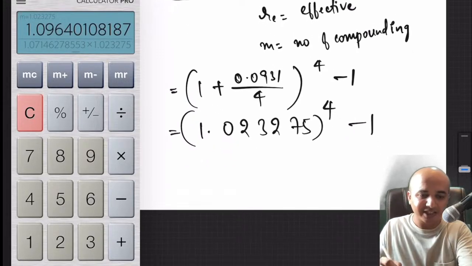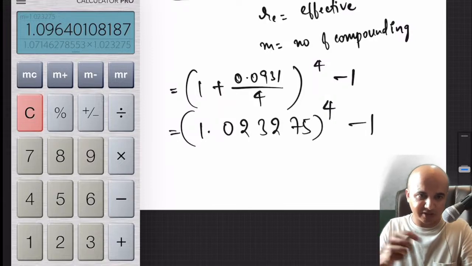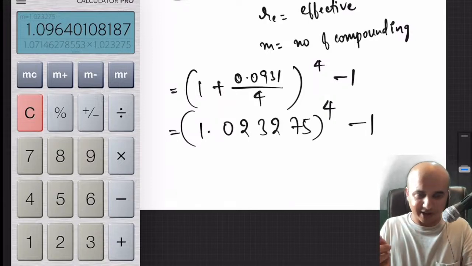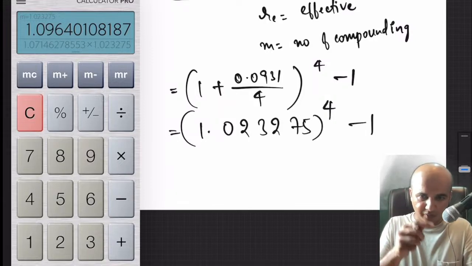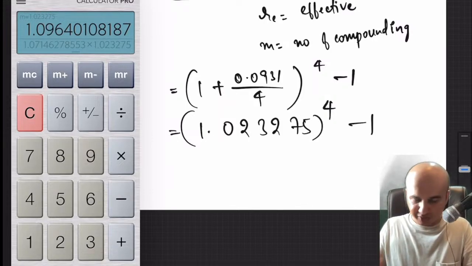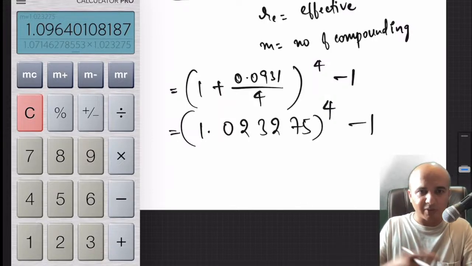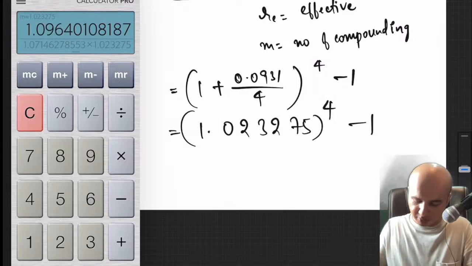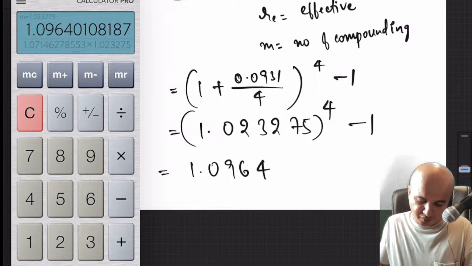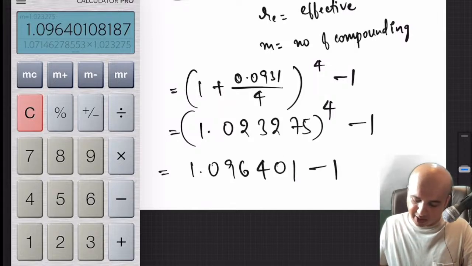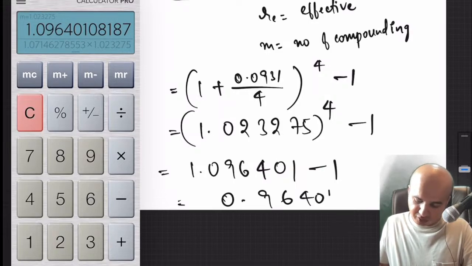Okay, what I did was I just saved that in memory. That way it will be easy for us to multiply. Even in exam you can do that. Instead of typing the entire thing again and again, you just save it as memory. All you have to do is just multiply by memory recall or recall memory. So that way we got 1.09640 something something minus 1, which will give us 0.96 something 401.